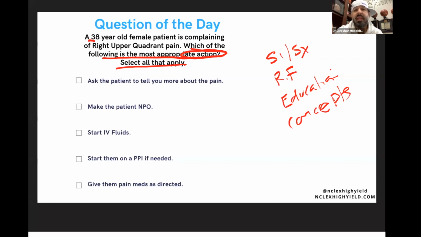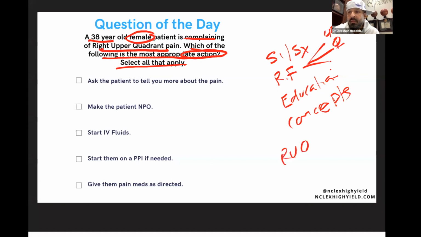So we've got a 38-year-old female patient complaining of right upper quadrant pain. Give me some risk factors of cholecystitis. How about fat, female, 40, fertile, right? So we've got 40, we've got female, we've got right upper quadrant pain. These are all signs and symptoms or risk factors of cholecystitis.